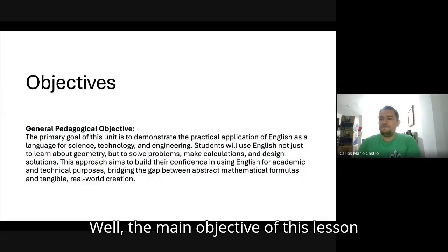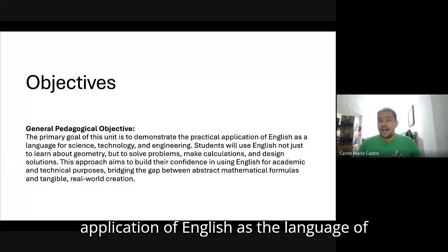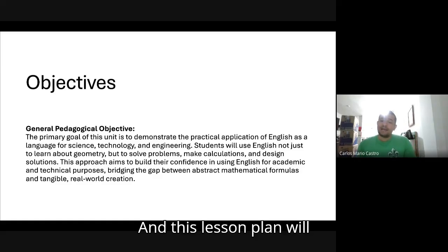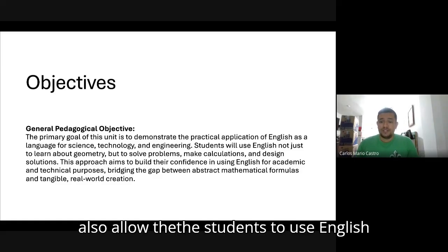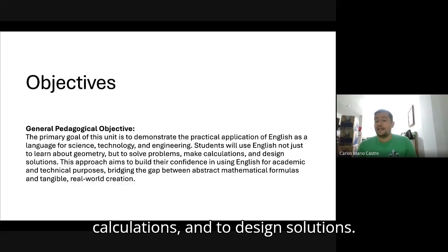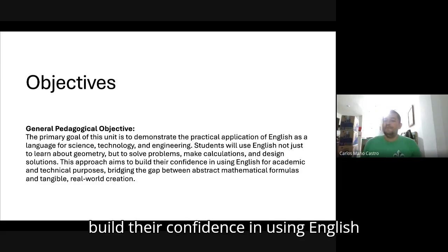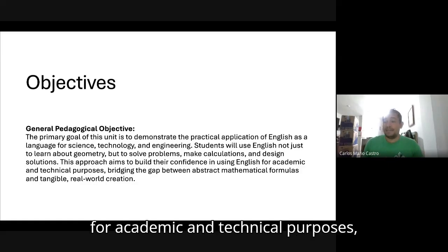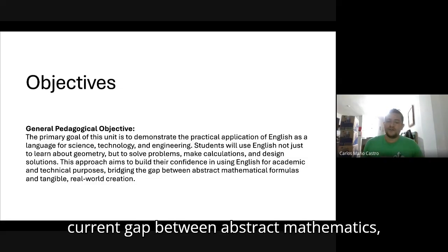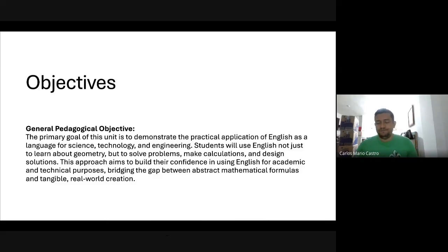The main objective of this lesson plan is to demonstrate the practical application of English as a language of science, technology, and engineering. This lesson plan will also allow the students to use English not just to learn about geometry, but also to solve problems, to make calculations, and to design solutions. This approach will build their confidence in using English for academic and technical purposes, and it will be a bridge over the current gap between abstract mathematics, formulas, and real world creation.